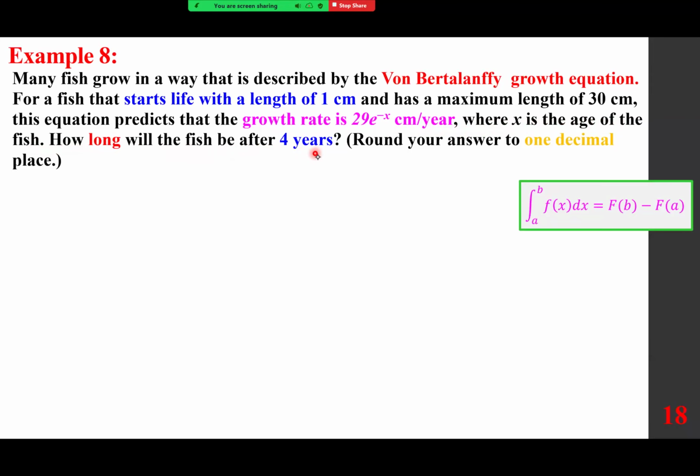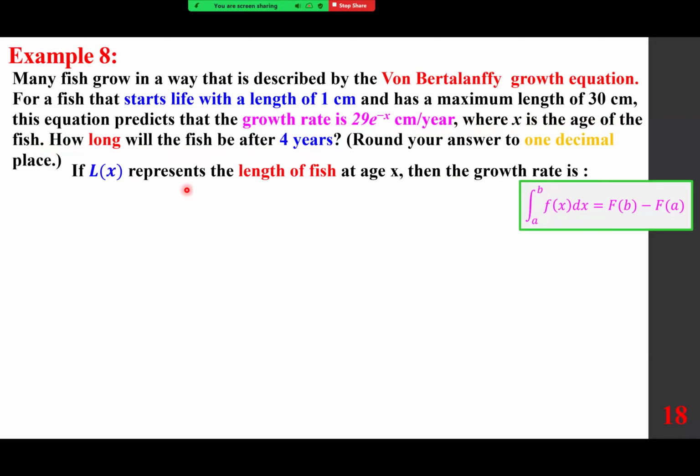Well, same as before, we are given the growth rate, the derivative function. So if L of x represents the length of fish at any age x, then the growth rate is the derivative of that, L prime of x, or dL/dx, equals 29e^(-x). And this is the initial value, L of 0 equals 1, because they say so. The fish starts life with a length of 1 centimeter.